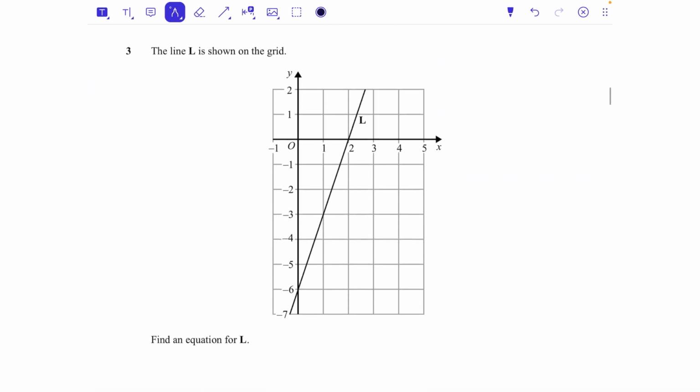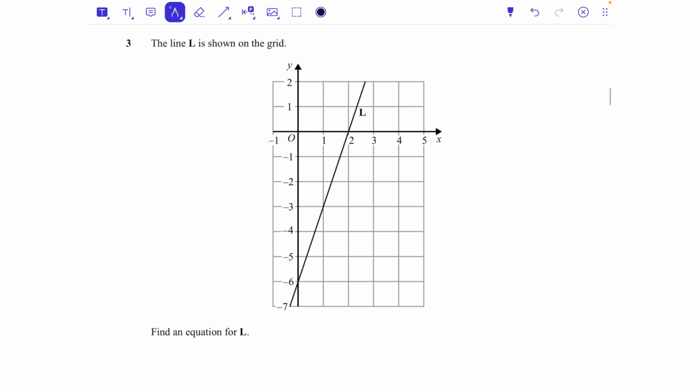Question number 3, the line L is shown on the grid. Find an equation for L. So for the equation of this line, we need two things. We need the gradient and we need the y-intercept. And the equation of a line is in the format y equals mx plus c. M is our gradient, that's how steep the line is, and c is our y-intercept.